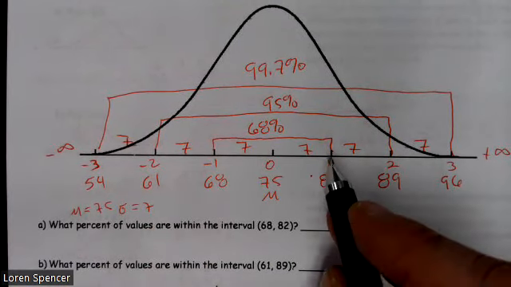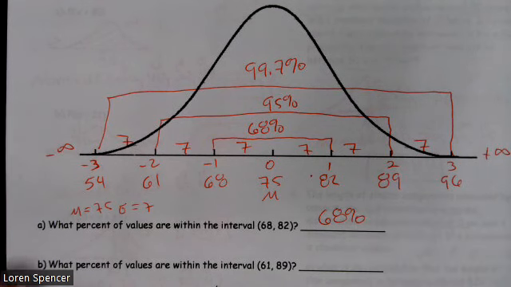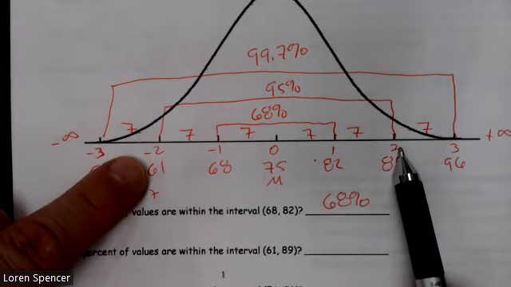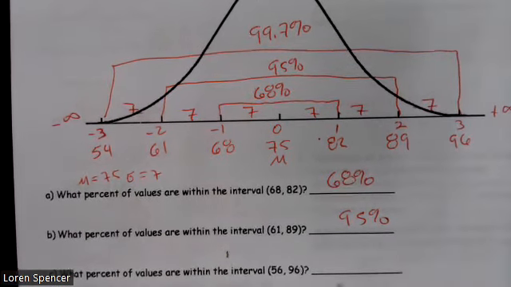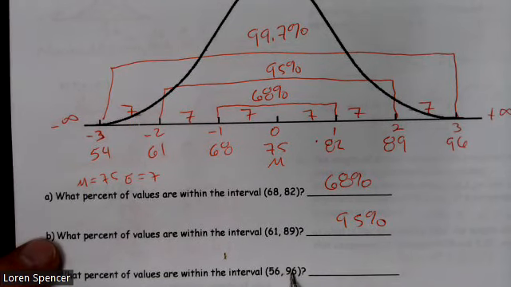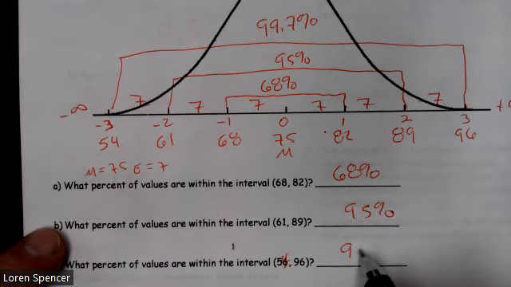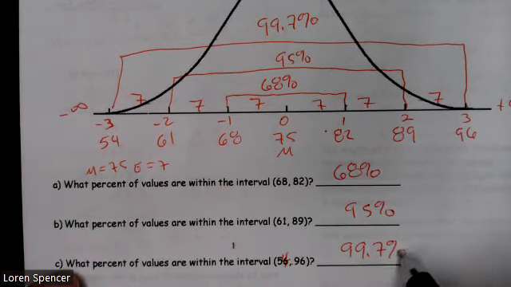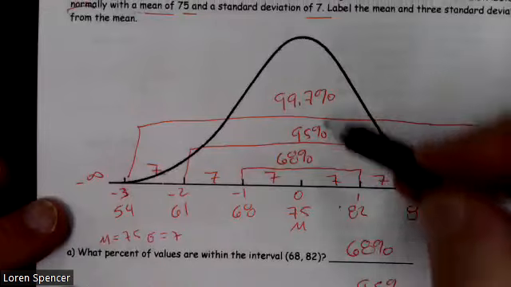Well, that's 68%. I could use the calculator, but the empirical rule is faster because it's plus or minus 1 standard deviation. Plus or minus 2, 61 to 89, is 95%. Between 56 and 96, that should not be 56, that should be 54. Let's make that change. So 54 to 96 is 99.7%. If it had been 56, we would have needed to use something other than the empirical rule, but that's just a typo.